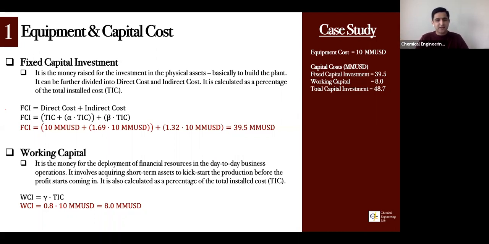So therefore, keeping that in mind, you need to use working capital to cover the costs that might not be covered by your profits. And like I said, it is around a 0.8 factor multiplied by the equipment cost.